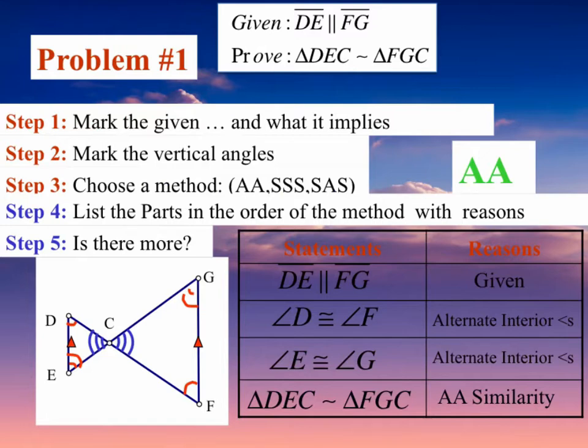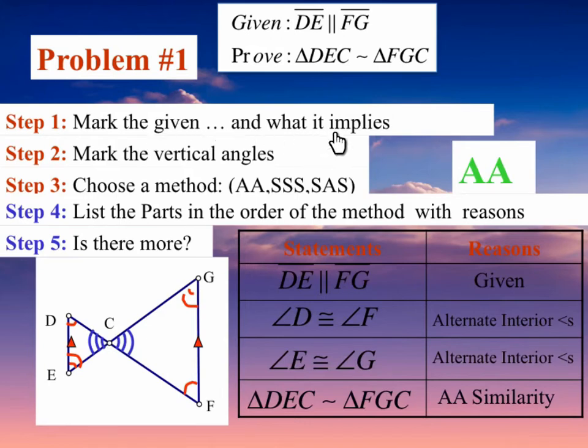Okay, I'll assume that you paused the video and you wrote down the information. This is problem number 1. We are given that DE is parallel to FG, and we notated that by these triangles here. This one's a little bit off, but we're saying that DE is parallel to FG. We're going to prove that this triangle is similar to this triangle.